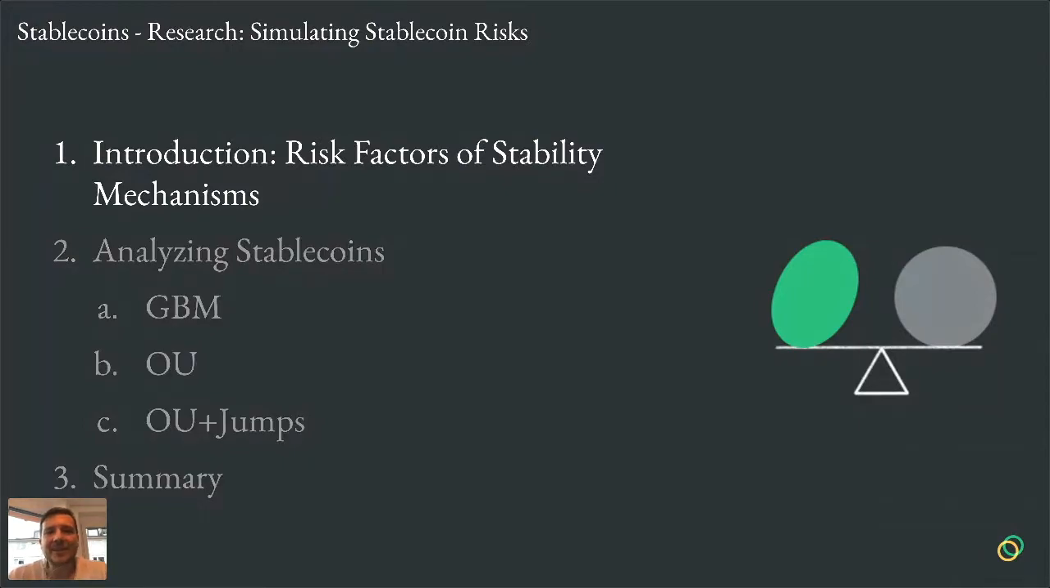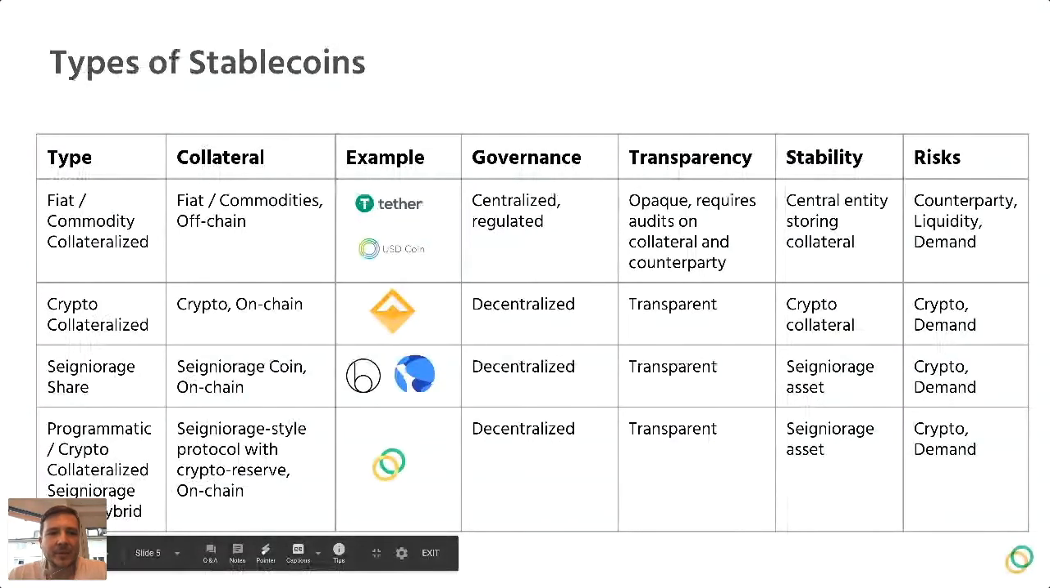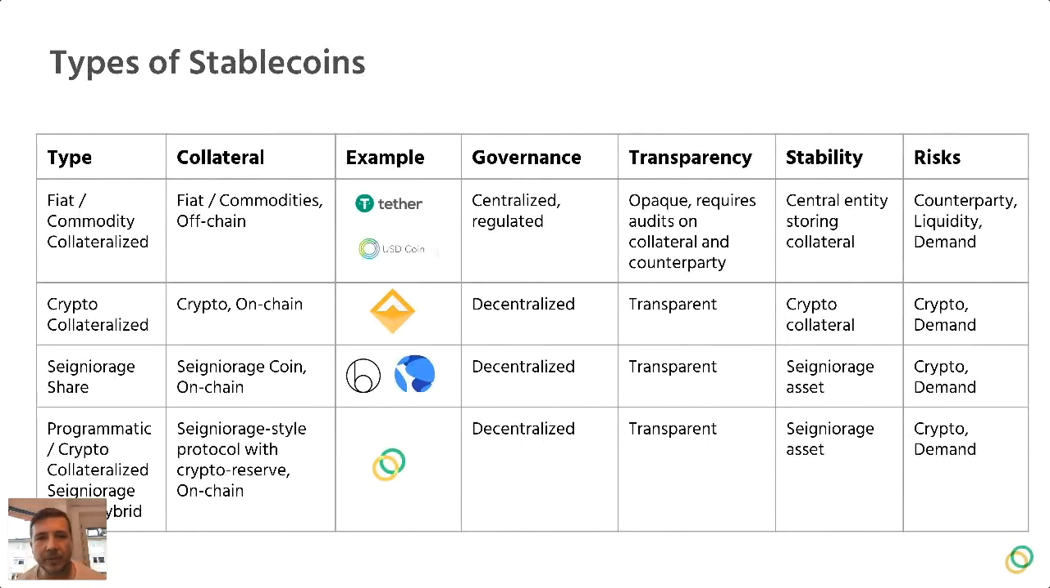So let's start with introducing again the risk factors of these different types of stablecoins. Anyone who saw one of the first videos knows this overview of the different types of stablecoins. We talked about fiat or commodity collateralized stablecoins, crypto collateralized stablecoins, seniority share stablecoins, and programmatic stablecoins. We also mentioned examples like Tether for the fiat collateralized stablecoin, Maker for the crypto collateralized stablecoin, or Celo for a hybrid or programmatic and crypto collateralized seniority share stablecoin.